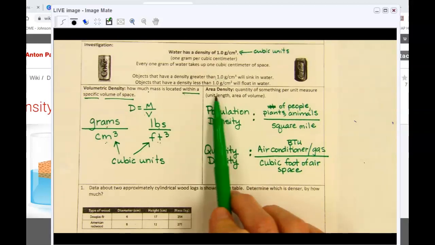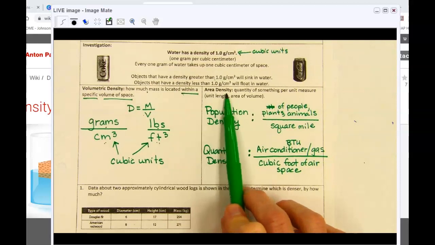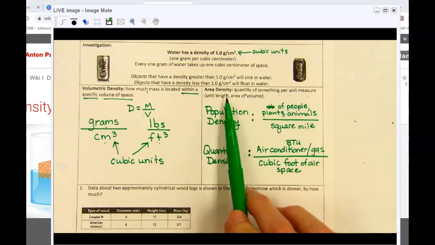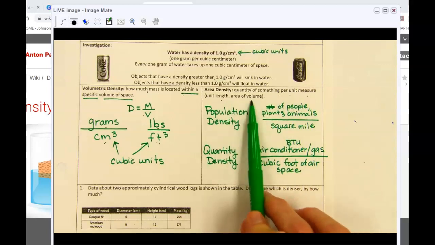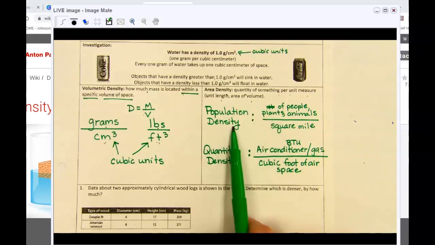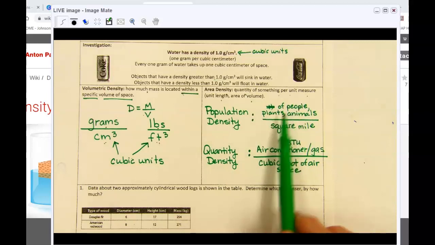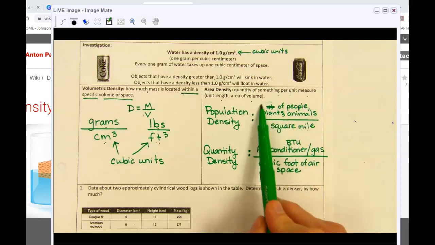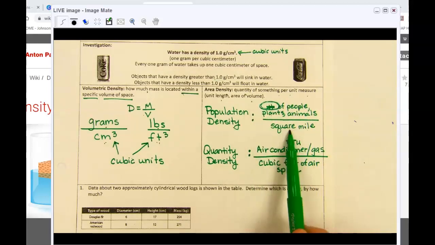Now, when you get into area density, this would be like a social studies class. This is the quantity of something per unit of measure, and that can be how long something is, or it can actually be the area of what it's taking up. So a classic example will be population density. This could be the number of people per square mile, plants per square mile, or animals. So it's going to be the number of something over the area.